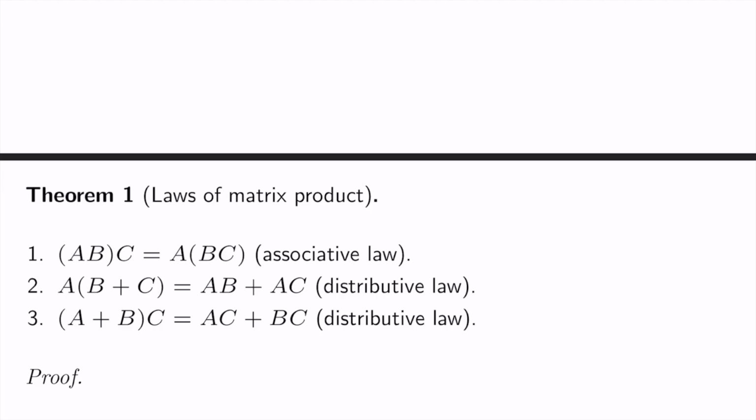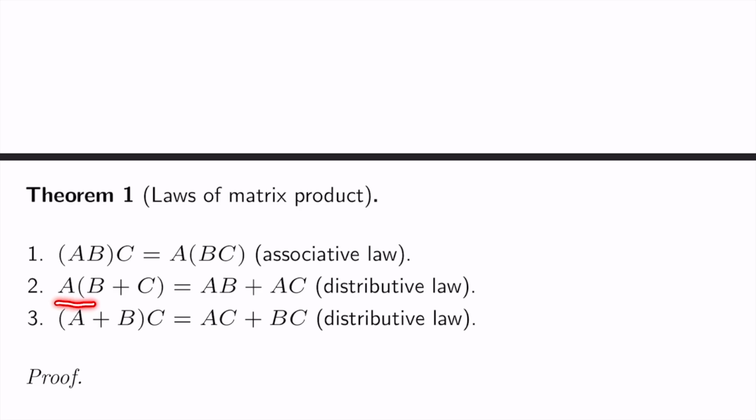Now let's see some basic rules of matrix product. First we have associativity of matrix multiplication. AB times C means we first multiply A and B, then to that we multiply C from the right. And this is the same as A times BC. In this case, we first multiply BC in this order, and to that we apply A from the left. So the associativity holds for matrix product.